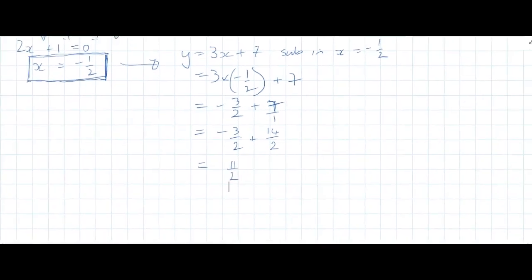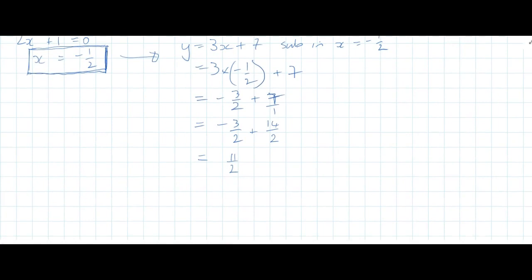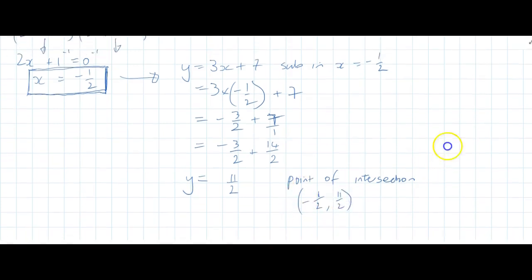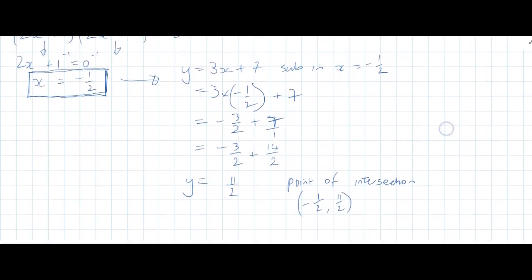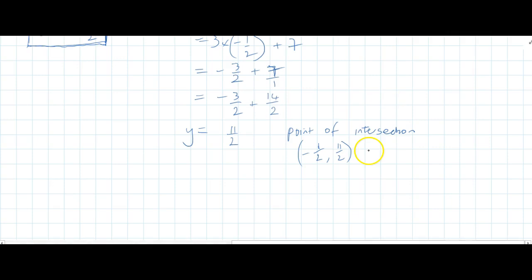So my point of intersection, in fact, is going to be at negative a half, 11 over 2. There are some funky fractions in there to deal with. That was fun. So it's a tangent. This is a tangent line. That'll do for intersection points.